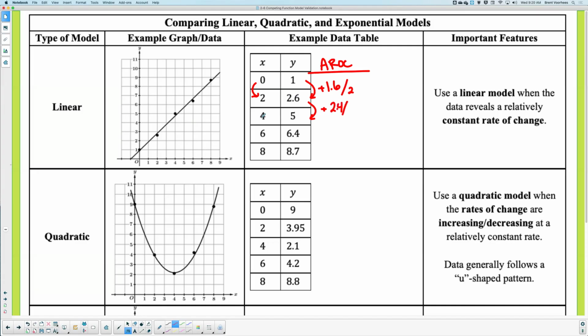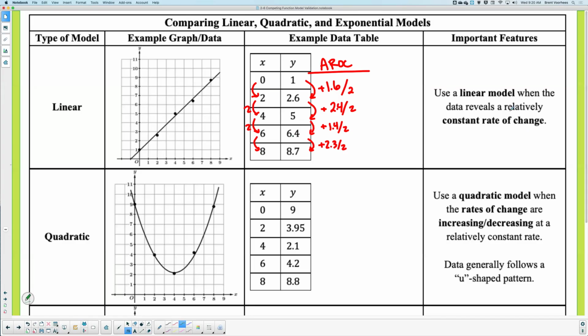2.4. Now you can see that this isn't perfectly constant, but as we go down, we'll see that our values differ by a small amount. How much do I increase by this time? 1.4 over 2. And finally, 2.3 divided by 2. Now, are these perfectly constant?